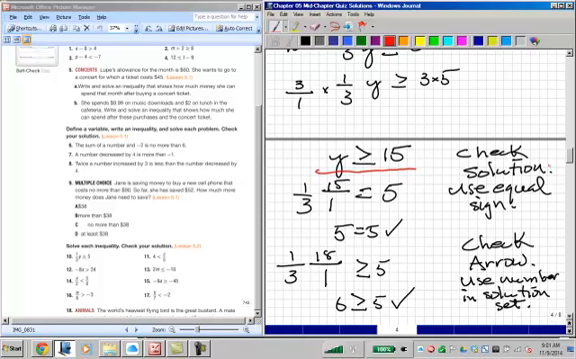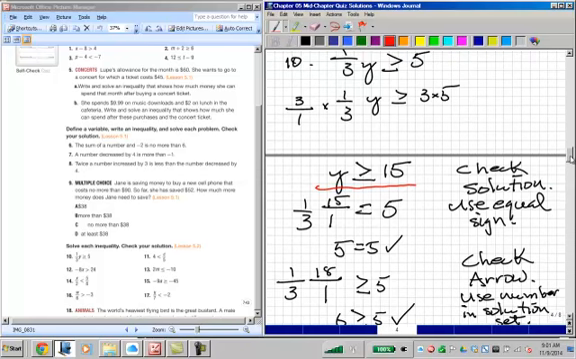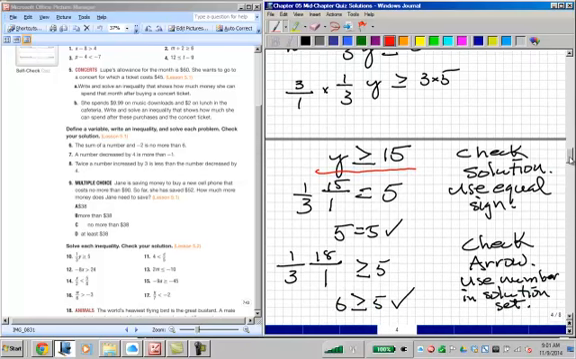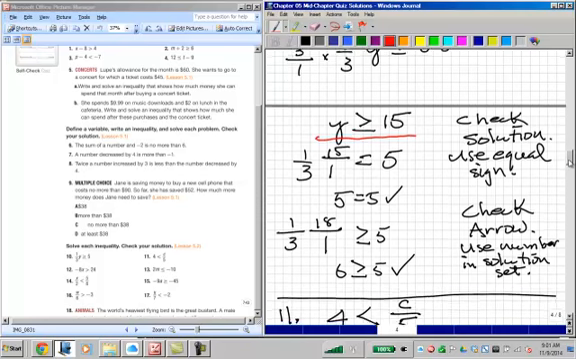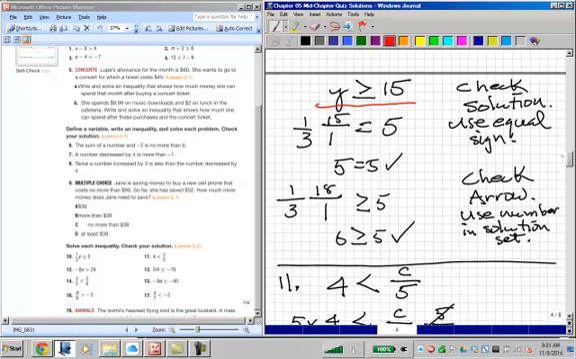Now you're going to check the arrow. To do this, think about what your solution set is. Y is greater than or equal to 15. Now you can't test it with 15. If you put in 15, that's just going to be doing what you did before. That's not going to tell you if the arrow's pointing in the right direction, because 15 is the turning point, the demarcation point for the solution.